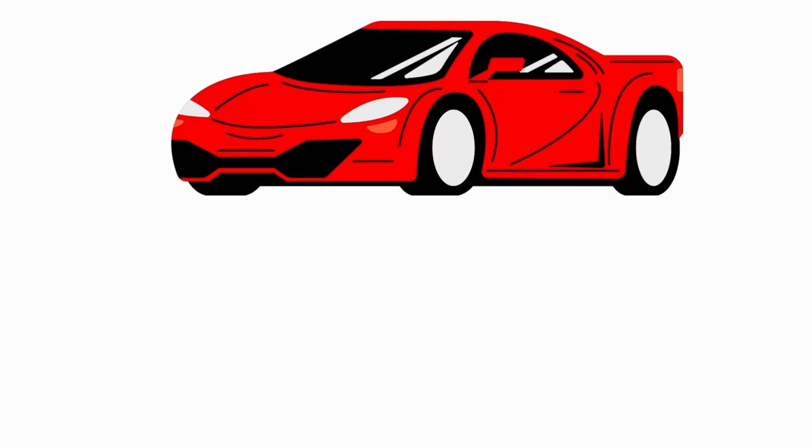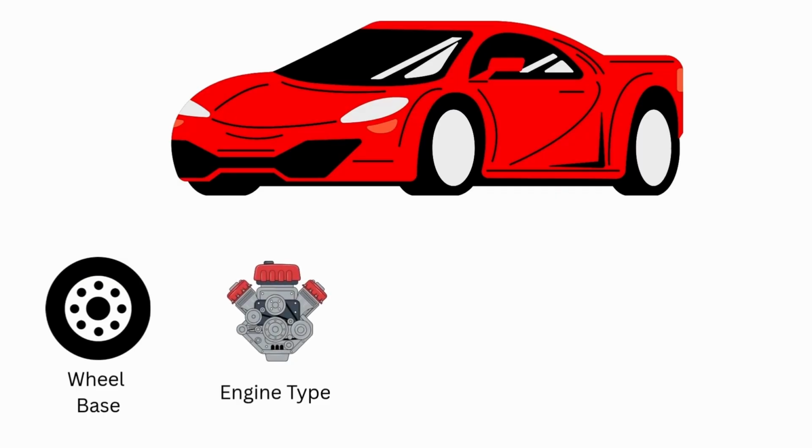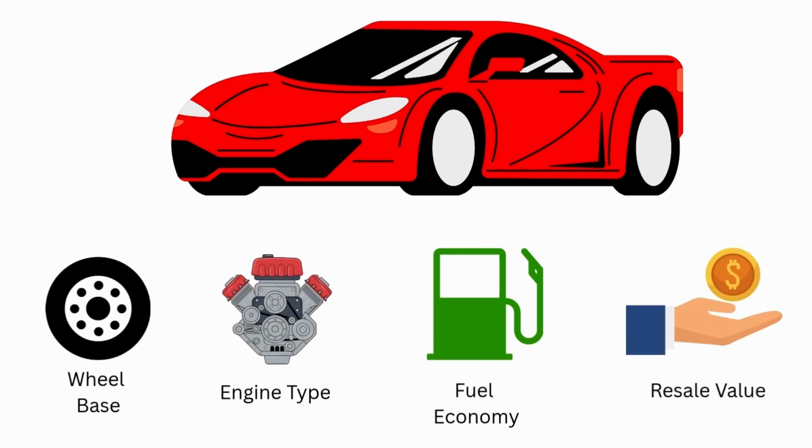So let's say we have a car. Now, what are some of the typical properties of a car? Things like the wheelbase, fuel economy, engine type, fuel type, resale value. Now, if you were to handle this in a single program without any structure, you'd have to manually enter all these details of every single car.